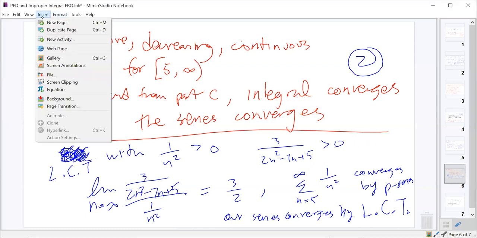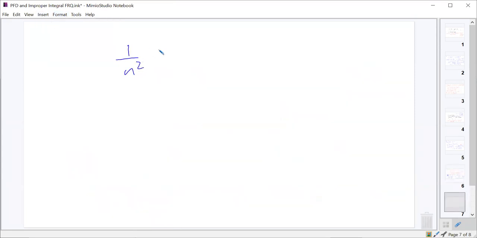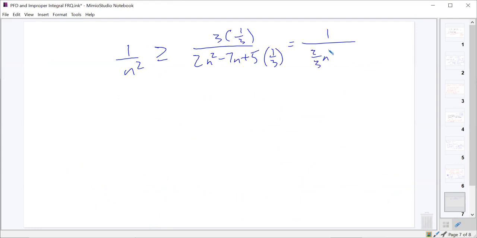If we wanted to figure that out, since we're not going to have time to do another one anyway, we could do it by making this a 1, so we divide this by 3 in the numerator. I'll do this on another page. I have 1 over n squared, and I want it to always be greater than or equal to 3 over 2n squared minus 7n plus 5. So I can multiply by 1/3 to make this 1 over 2/3 n squared minus 7/3 n plus 5/3.